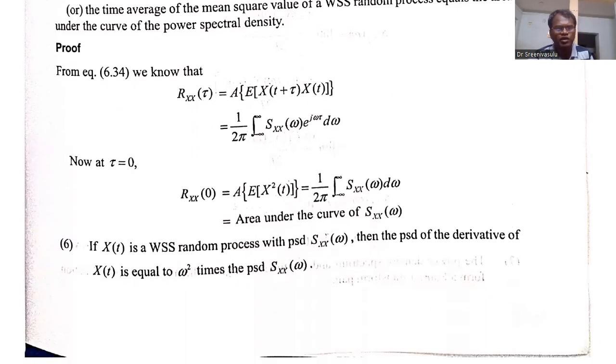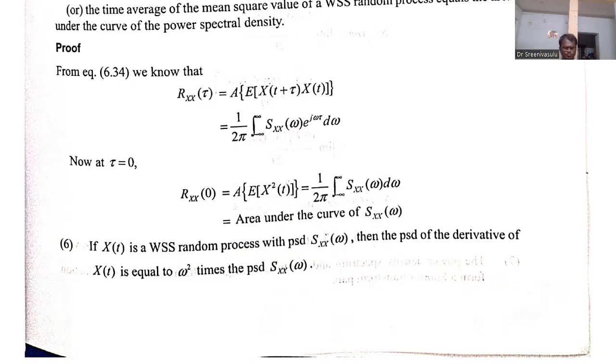If you see this formula, Rxx of tau is equal to the expected value of x of t into x of t plus tau. We can also write it as 1 divided by 2 pi into the integral from minus infinity to plus infinity of Sxx of omega into e power j omega tau into d omega. Now, if we substitute tau equal to 0, the expected value of x square of t is equal to 1 divided by 2 pi into the integral from minus infinity to plus infinity of Sxx of omega d omega. It is nothing but the area under the curve of Sxx of omega.